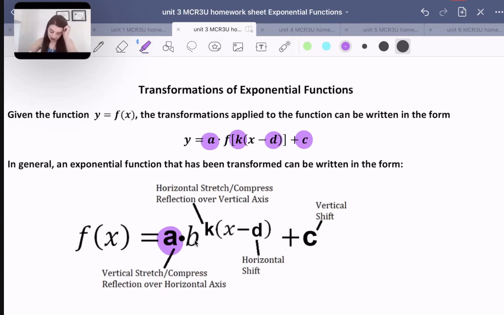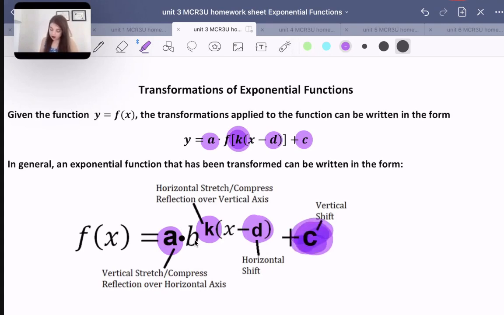Then we have k, which is inside our function. In this case it's an exponential function, and k is a horizontal stretch or compression, and also a reflection over the vertical axis. So a reflection in the y-axis if this one is negative. Then we have our horizontal shift. So this tells us if we're moving left or right and by how much. And then we have our vertical shift.